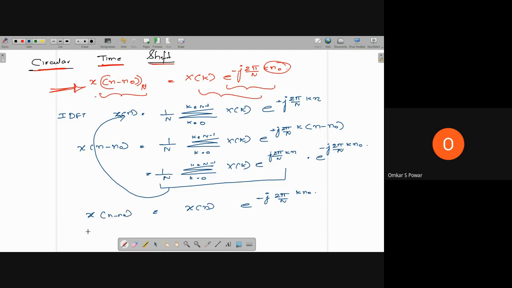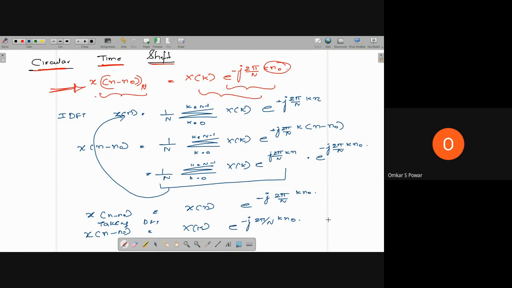So now take DFT on both the sides. So x of n minus n naught is equal to, taking DFT on both the sides, x of k into e power minus j 2 pi by n into k into n naught. So this is the easiest way to prove this property. Similarly, you can use anything to prove. I have taken the easiest method. You can take the twiddle factor and also prove. There is no harm in that. The only thing is the concept must be clear.